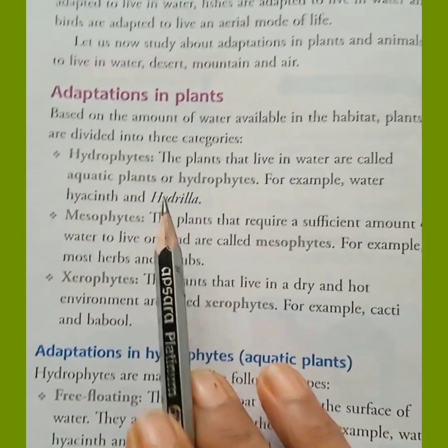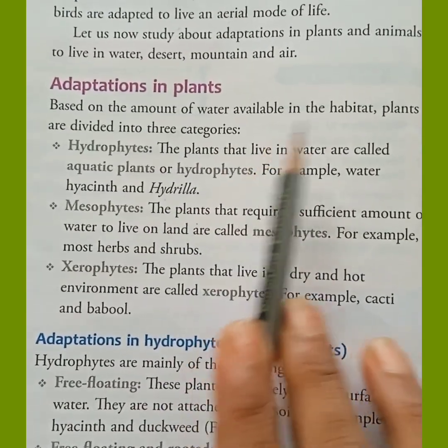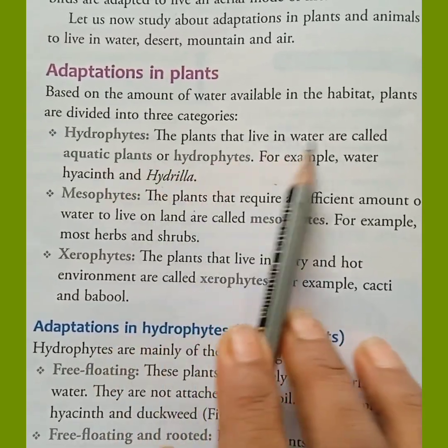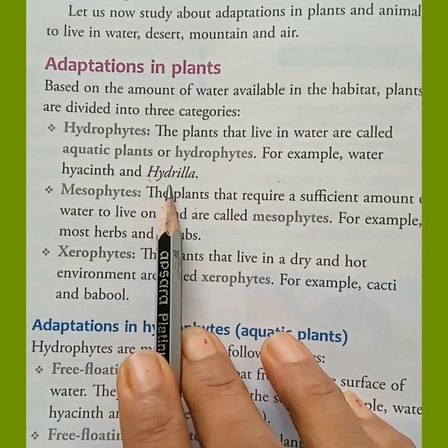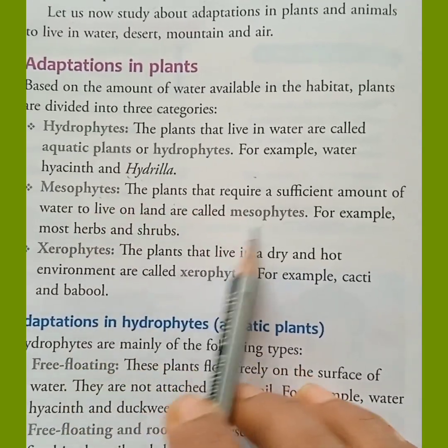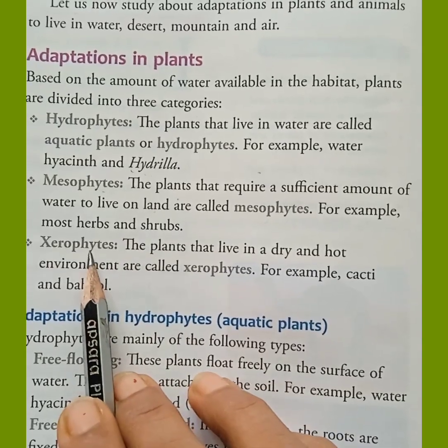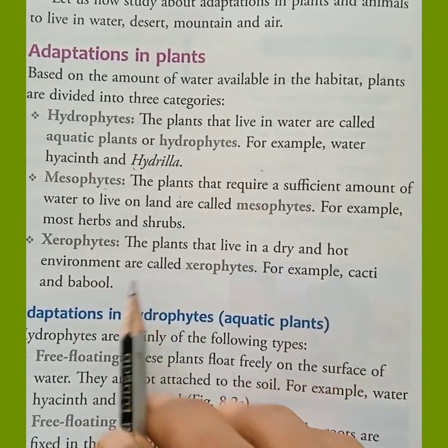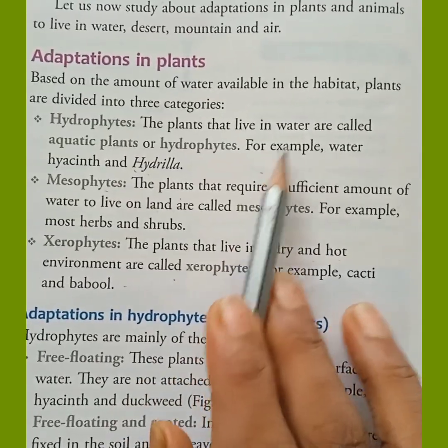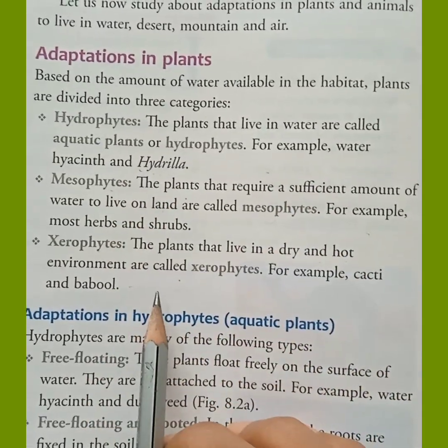Now we are coming to adaptation of plants. There are three categories: hydrophytes, those who live in water, like hydrilla and water hyacinth. Next is mesophytes, those who live on land, and last is xerophytes, those who live in dry and hot environments, that is, deserts. All the examples are given over here.